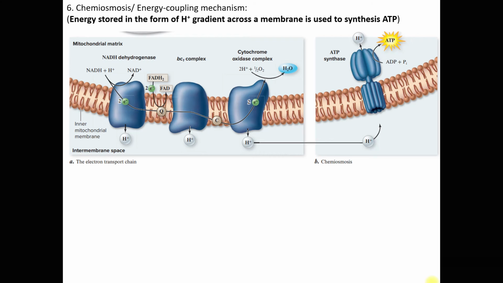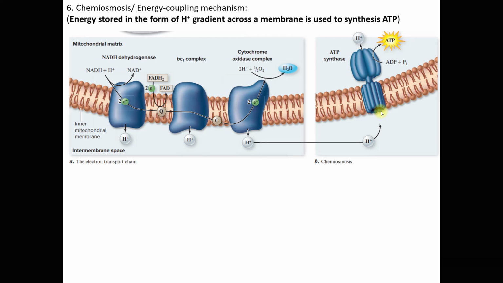Okay, now the last part, chemiosmosis or energy coupling mechanism. Okay, so chemiosmosis is defined as energy that is stored in the form of a proton gradient across a membrane. It's used to synthesize ATP.